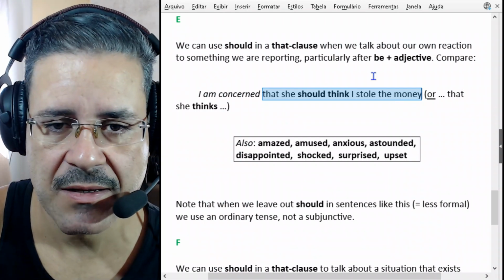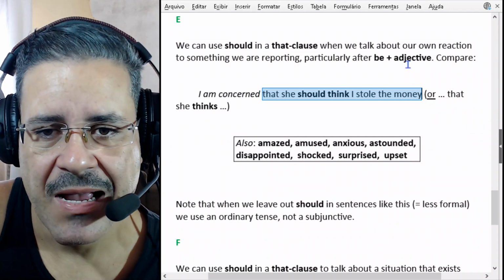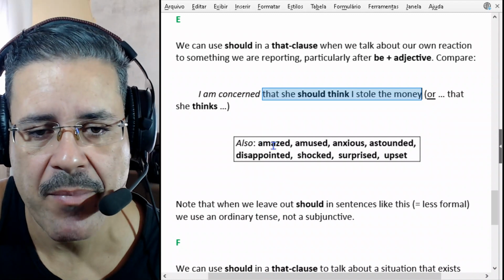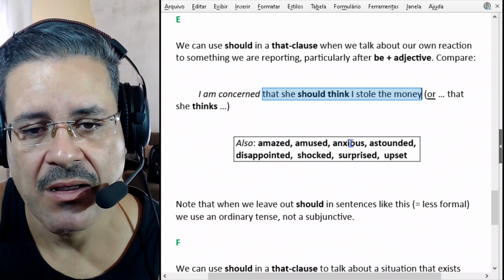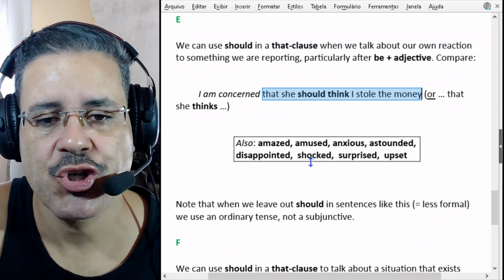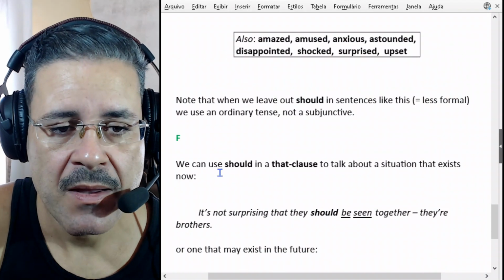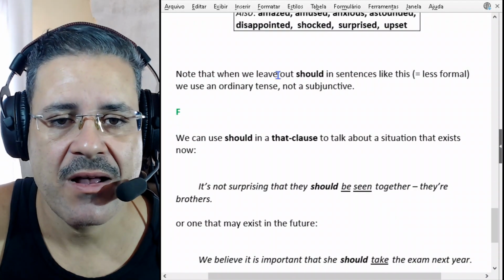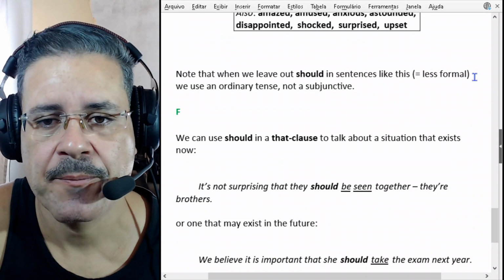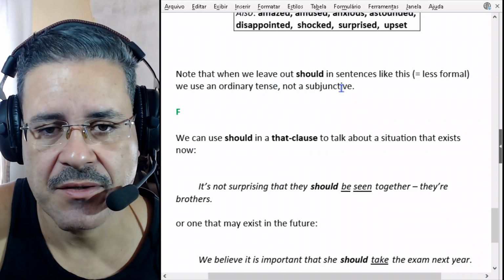We can use that pattern with be plus adjective, also with the following adjectives: amazed, amused, anxious, astounded, disappointed, shocked, surprised, and upset. Note that when we leave out should in sentences like this, less formal, we use an ordinary tense, not a subjunctive.